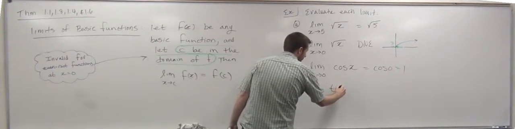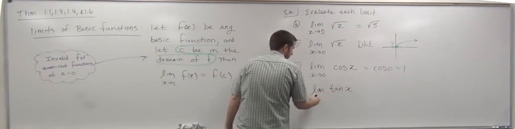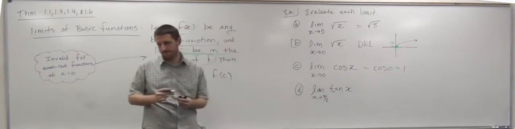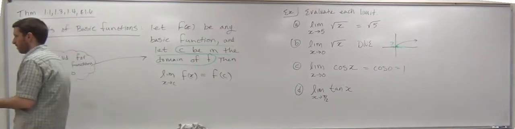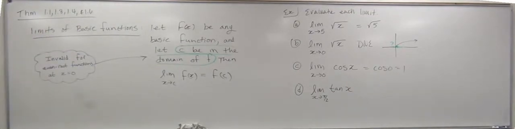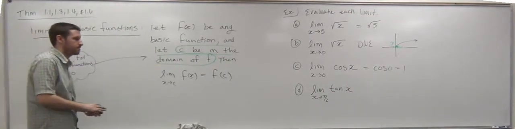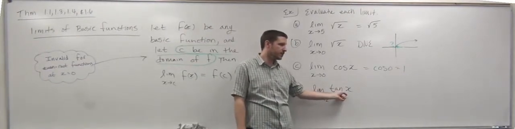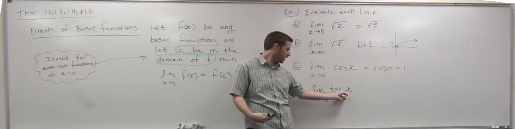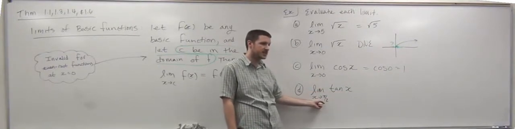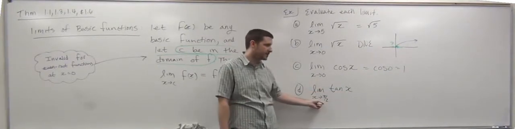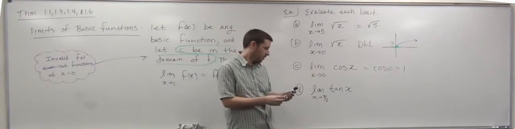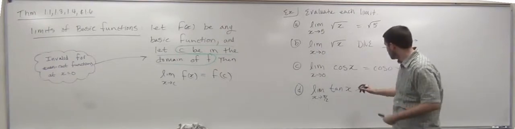What about tangent, limit of tan x as x goes to pi over 2? This one does not exist. Why is this a problem? Because the ends of the function are going up and down. Tangent's a perfectly legit function to plug things into as long as you're plugging in a domain value that makes sense. This is not in the domain of tangent because tangent has an asymptote at pi over 2. So this does not exist.